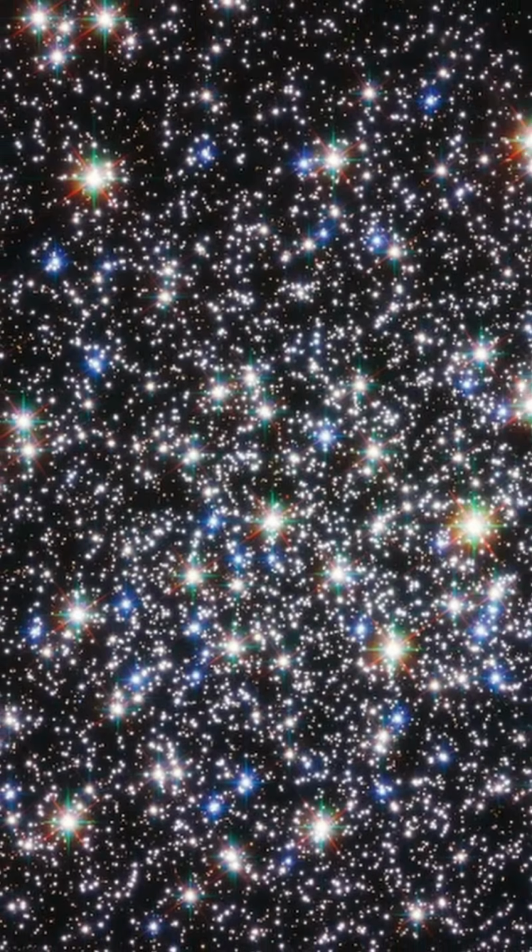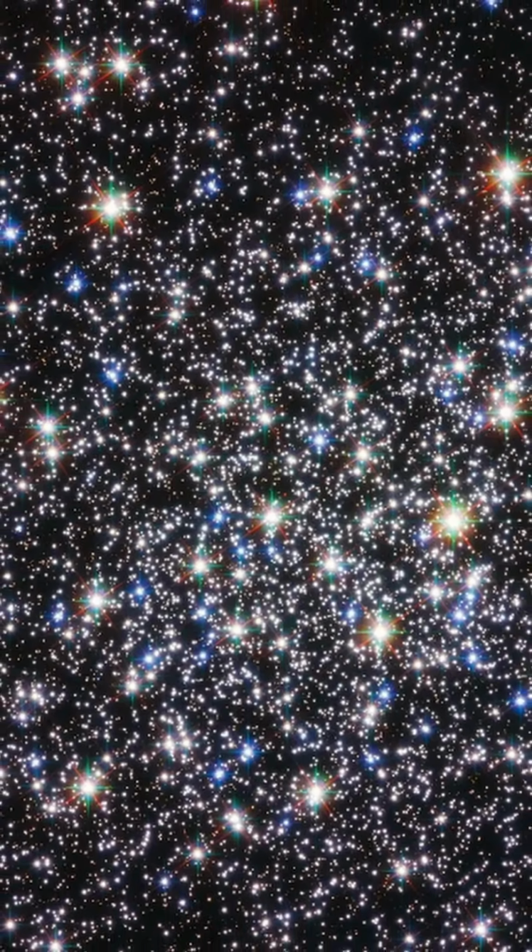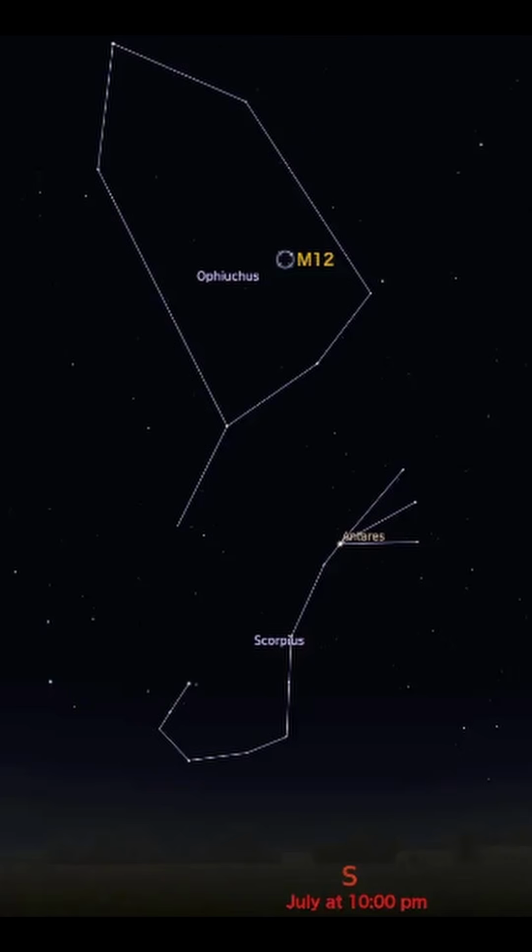M12, the gumball globular, was discovered by Charles Messier in 1764. This globular cluster is located 23,000 light-years from Earth in the constellation Ophiuchus. It has an apparent magnitude of 7.7 and can be observed with a small telescope most easily in July.